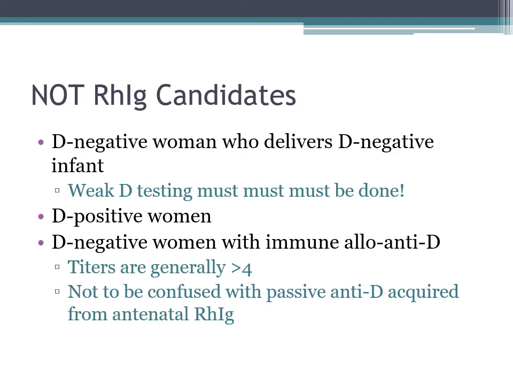The titers of these are generally greater than 4, and not to be confused with the passive anti-D acquired from the antenatal administration of RhoGAM. Again, these are usually stronger reactions. The passively acquired anti-D is usually weaker reactions. But if someone does have an alloimmune anti-D, they're not a candidate to get RhoGAM.